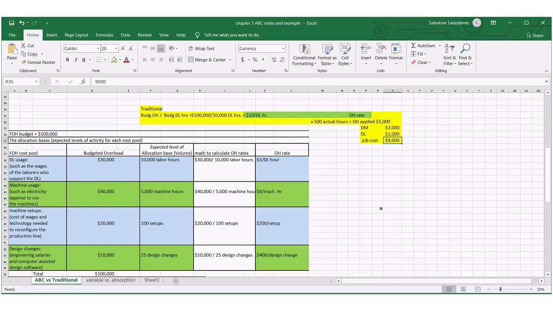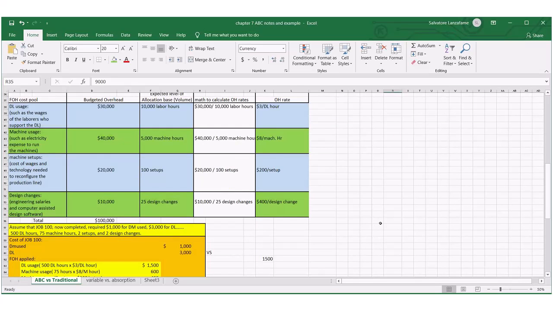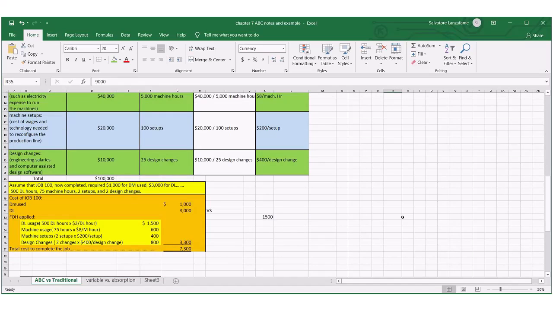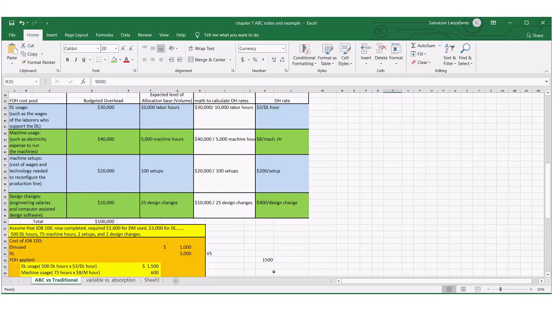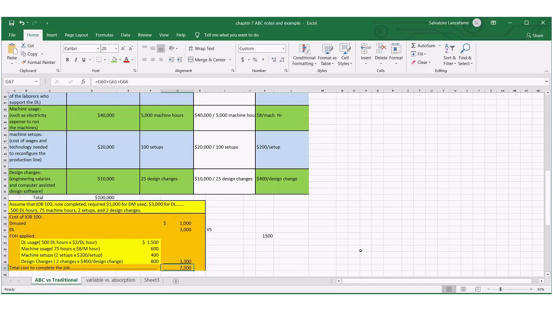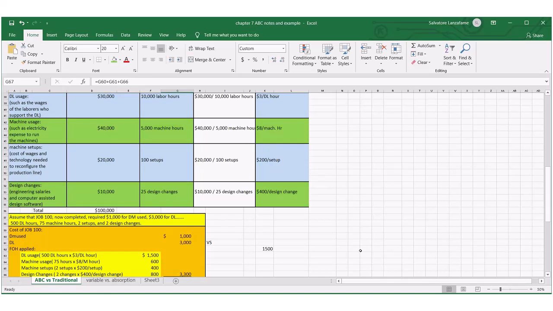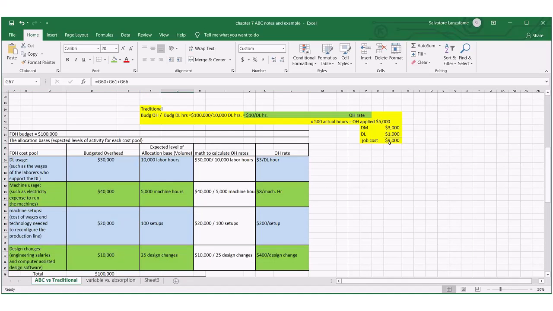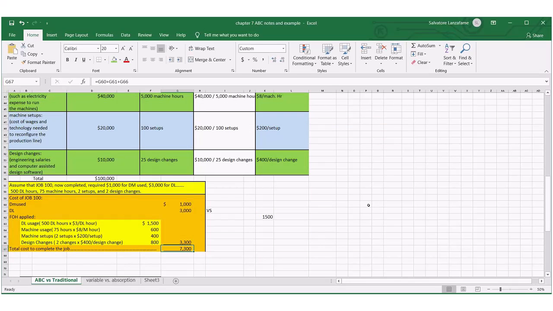And then you can't figure out why you're being outbid by your competition, because your competition is saying, it doesn't cost $9,000 to do this job. It's only costing $7,300 to do this job. So your competition is coming in at $9,000 or $9,300 if they're trying to make some money off of this deal, and you can't figure out why.